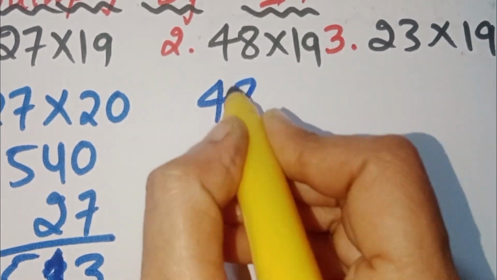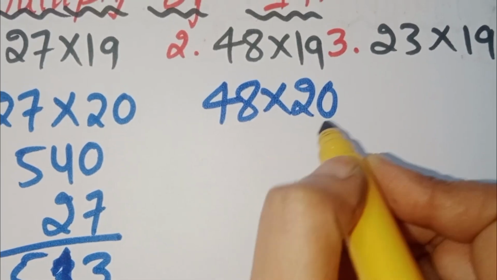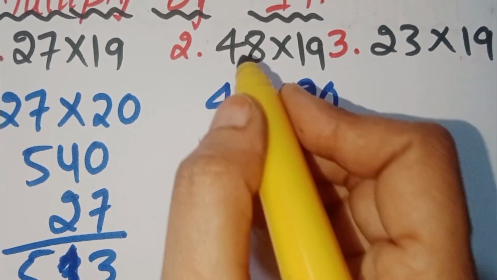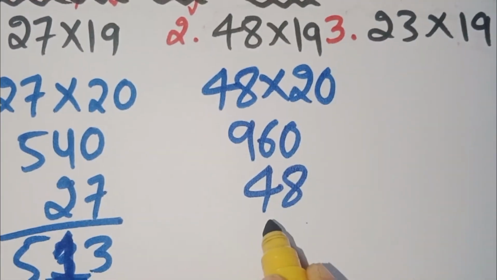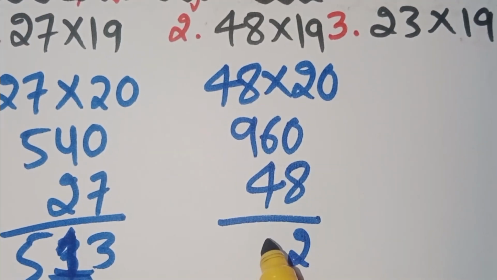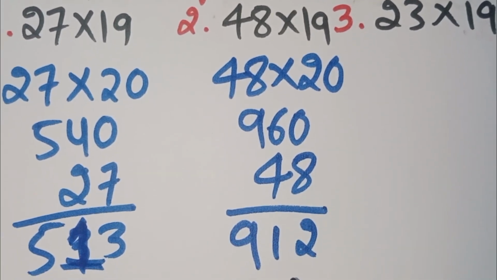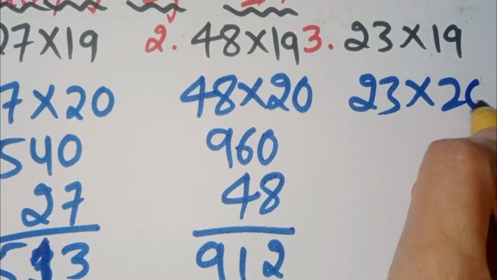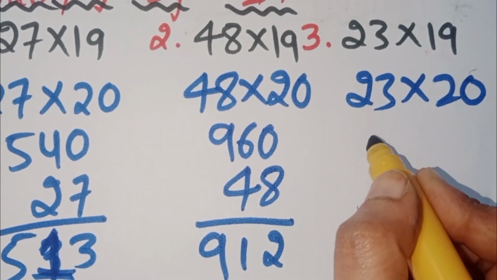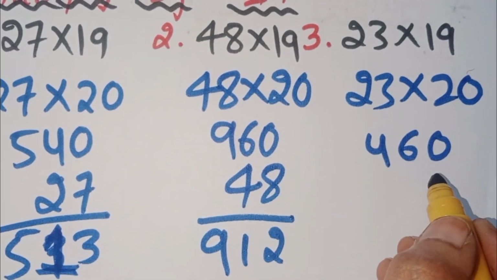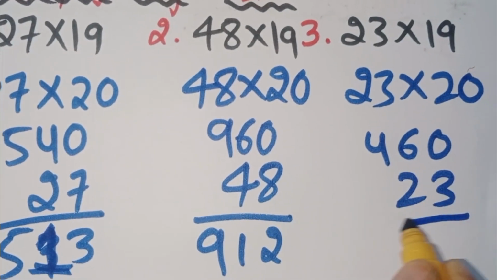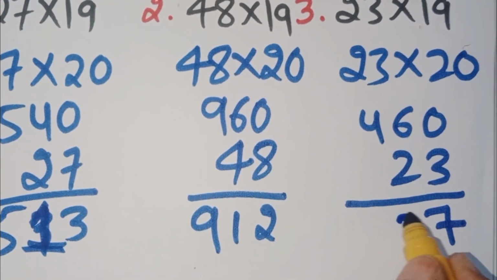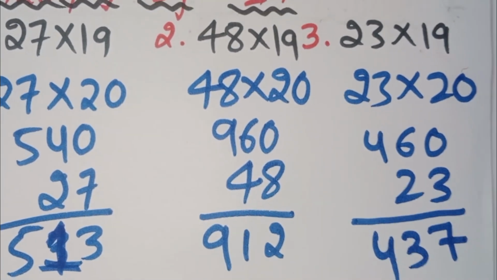48 into 19. First, multiply the original number by 20. We get 960. Subtract the original number 48. 912 is the answer. 23 into 19. Multiply the number by 20. 460. Subtract the original number 23. 437. This is the answer.